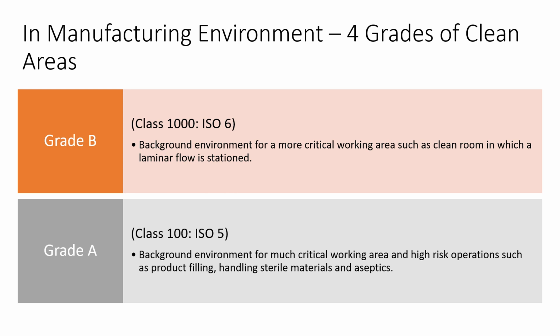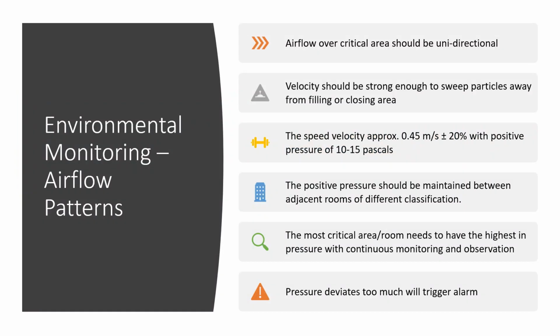Now move on to the importance of airflow patterns in environmental monitoring, particularly in critical areas within pharmaceutical and healthcare facilities, where maintaining cleanliness and sterility is paramount. First and foremost, airflow over critical areas should be unidirectional. This means that air should flow in a single direction, preventing the recirculation of contaminants and ensuring that any particles are carried away from sensitive areas, such as filling or closing zones.